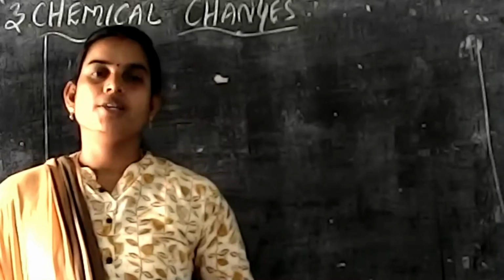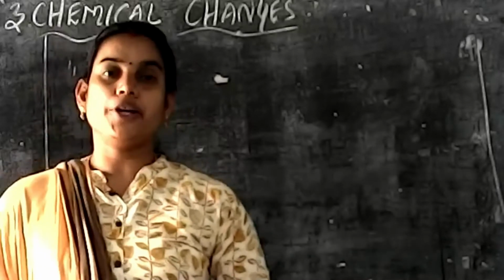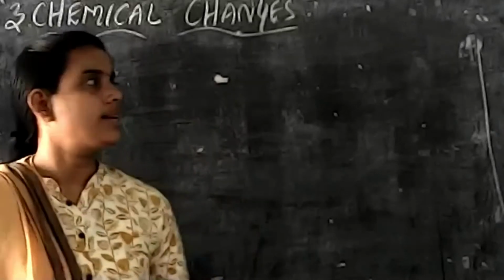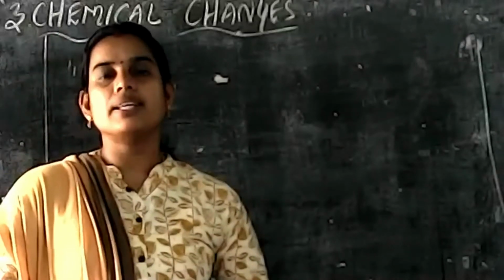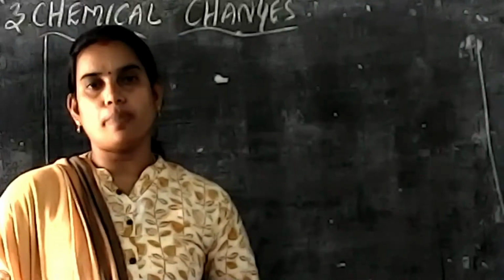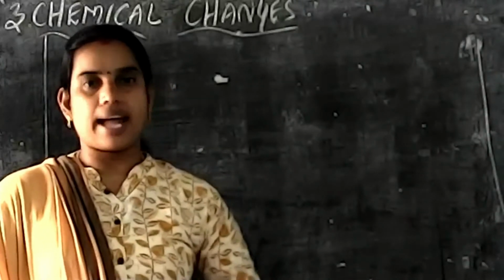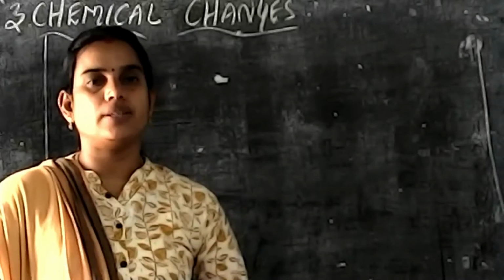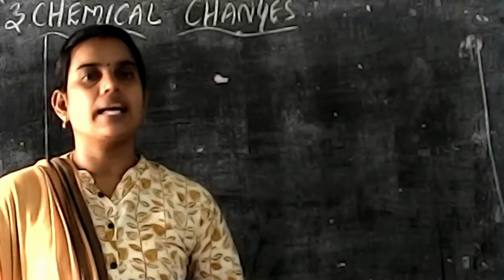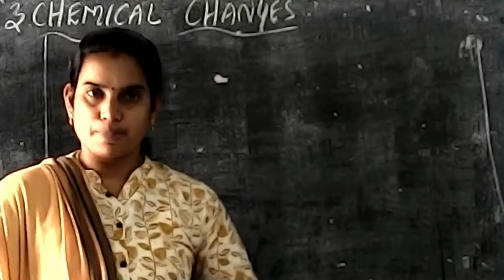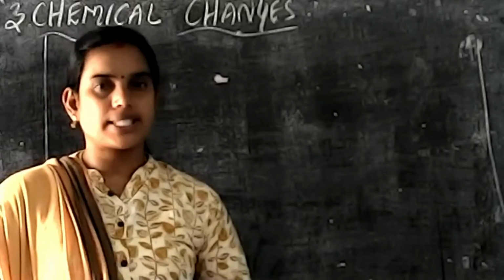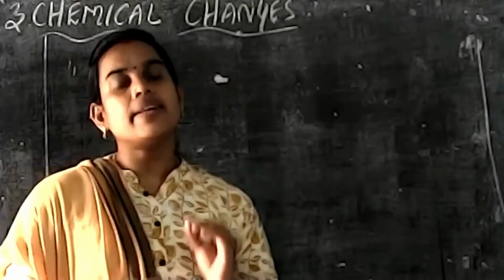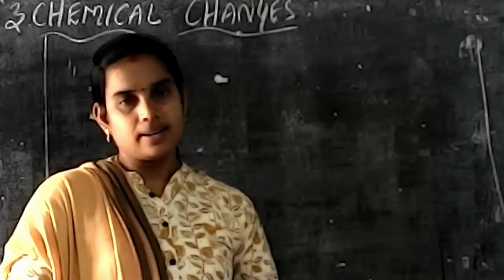Good afternoon. Today we are going to start the continuation of our third chapter, chemical changes. In the previous class we had discussed the topic photochemical reaction. What is the first example for photochemical reaction? Photosynthesis. Here these reactions proceed in the presence of sunlight, isn't it? Now we are going to see another example for photochemical reaction.